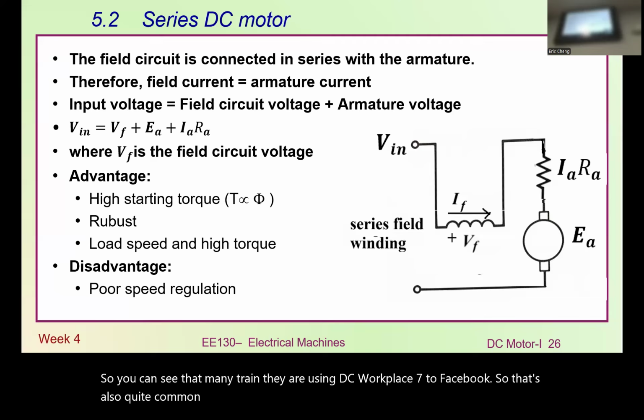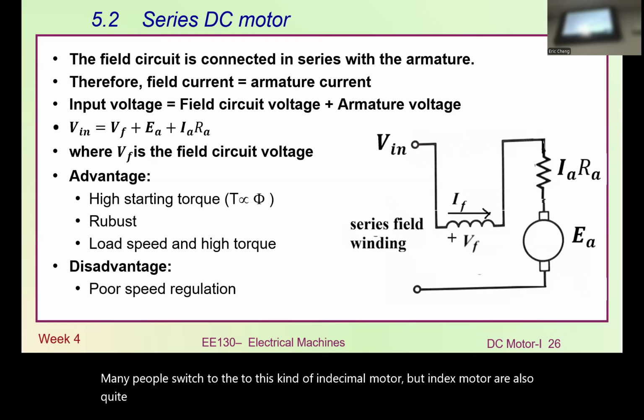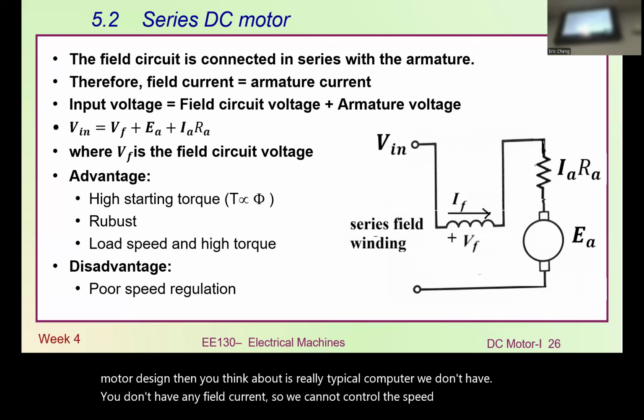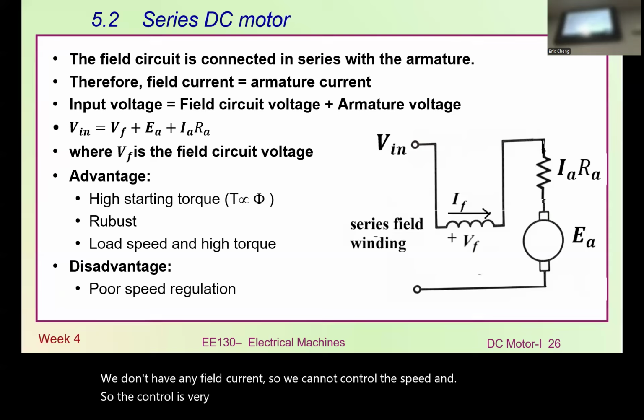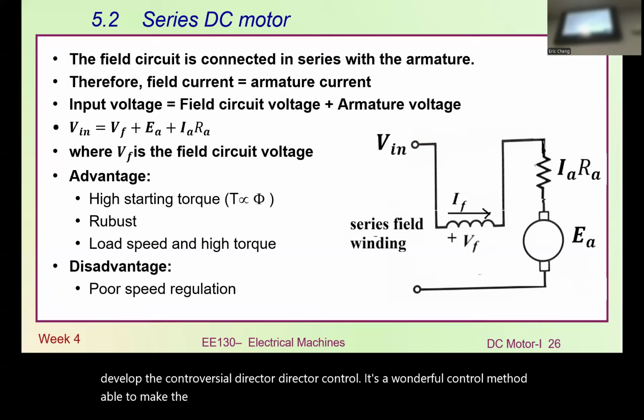But later, once we developed the induction motor, the AC motor, many people switched to this kind of induction motor. But induction motors are also difficult to control. When we go for induction motor design, it is really difficult because we don't have a separate armature and field current, so we cannot control the speed and the torque independently. The control is very complicated. However, with digital development, we developed a control method for induction motors called vector control. It's a wonderful control method, and we are able to make the control of the induction motor really simple.